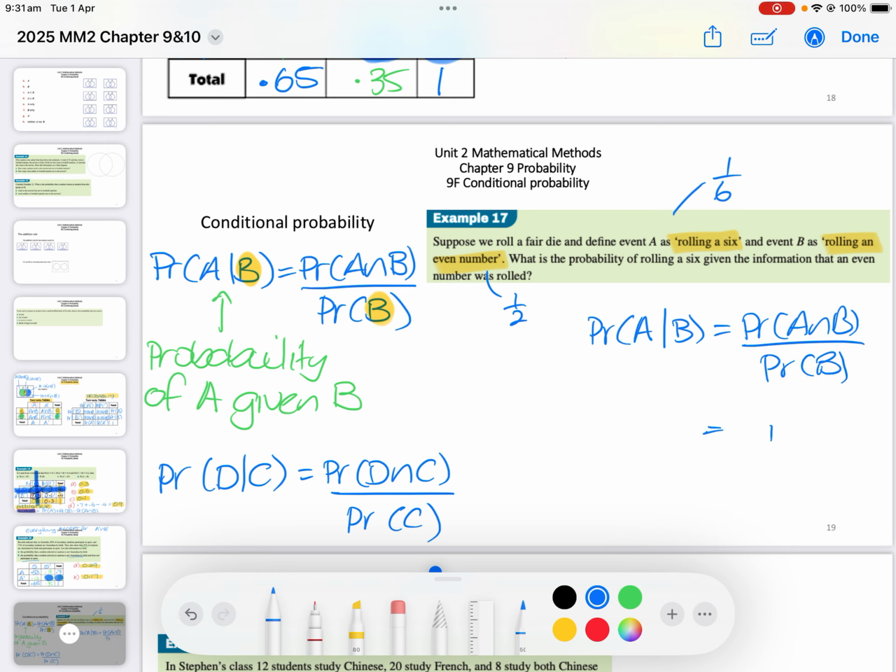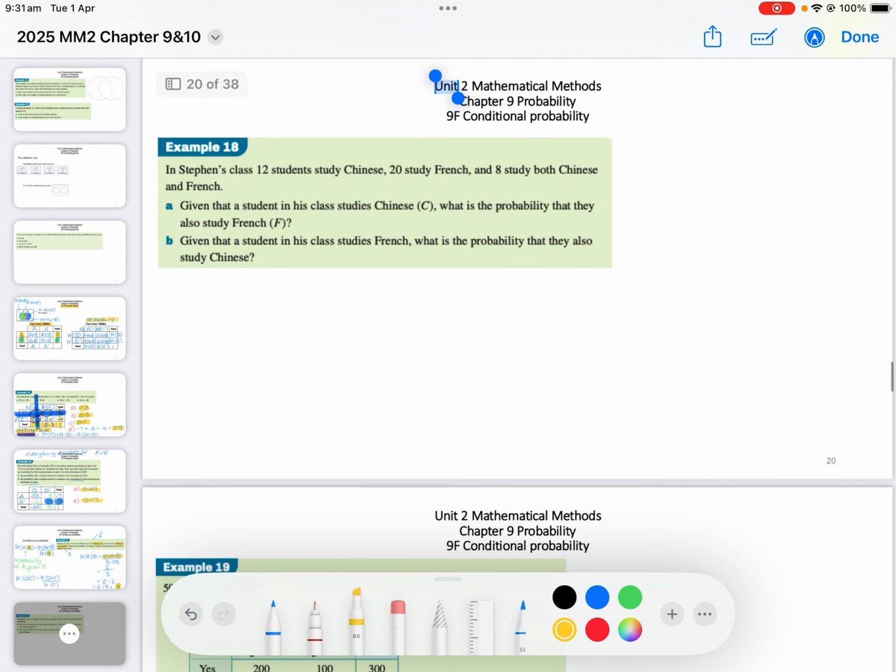So B is 1/2. The probability of A and B, so it's got to be rolling a 6 and it's even. Well, 6 is even, so we just end up putting 1/6 up here. So 1/6 divided by 1/2 is 1/6 times by 2 over 1, which is 1/3. And you do have to be able to do basic fractions, well, quite a bit of fractions in maths, particularly in probability. Let's have a look at the next one.